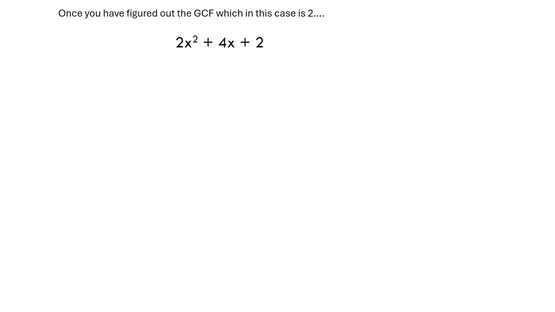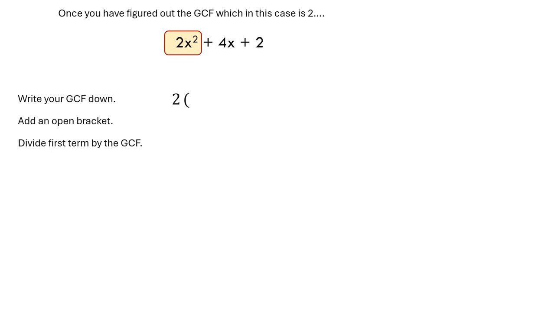Going back to our equation, we start by writing our greatest common factor down. That's 2. We add our open bracket. We look at the first term, 2x squared, divided by our greatest common factor 2, gives us an answer of x squared. Put that inside the bracket.